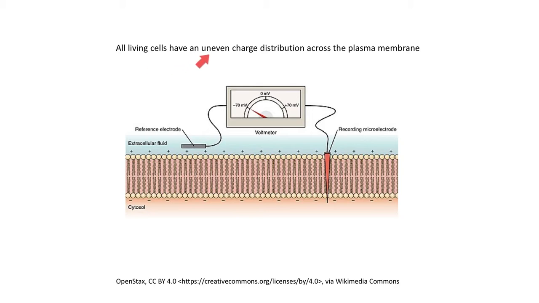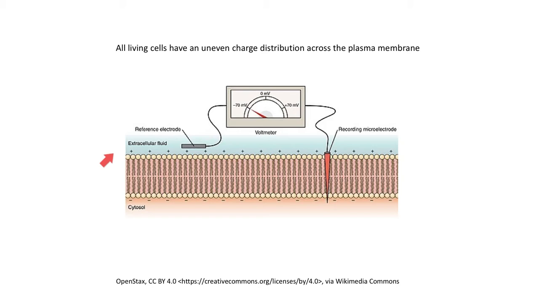All living cells have an uneven charge distribution across the plasma membrane. And as shown here, it means that the outer surface of the cell has predominantly a positive charge, and inside of the cell has a negative charge, and this creates what's called the voltage. Voltage is a result of separating opposite charges, and the voltage can be measured using instruments by scientists.